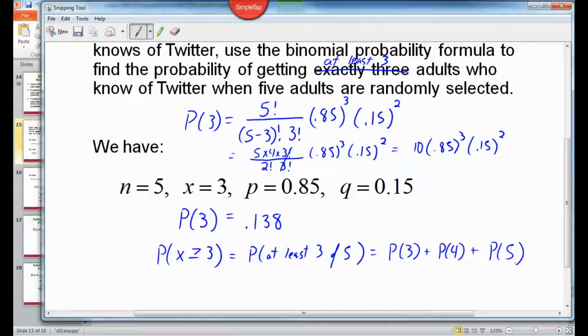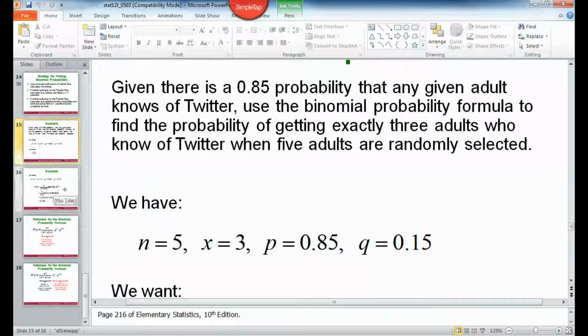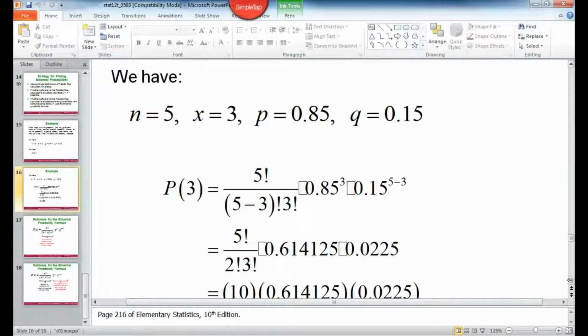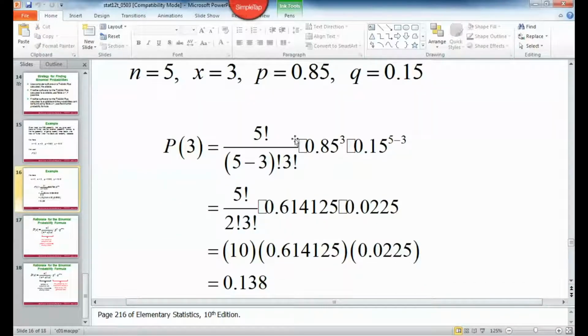So if I wanted to know the probability that at least 3 adults know of Twitter with this given success rate and fail rate, then I would just need to work out the problem for probability of 4 and probability of 5, and then I would add those three probabilities together. And that would give me the probability of at least 3 of the 5. Okay. All right, and so they're getting all the same answers here. I think that's supposed to be a multiplication sign. Something's wrong there. See, they get the same thing.